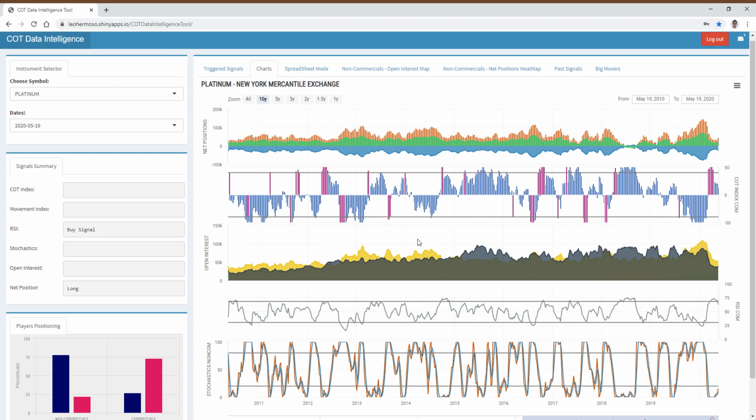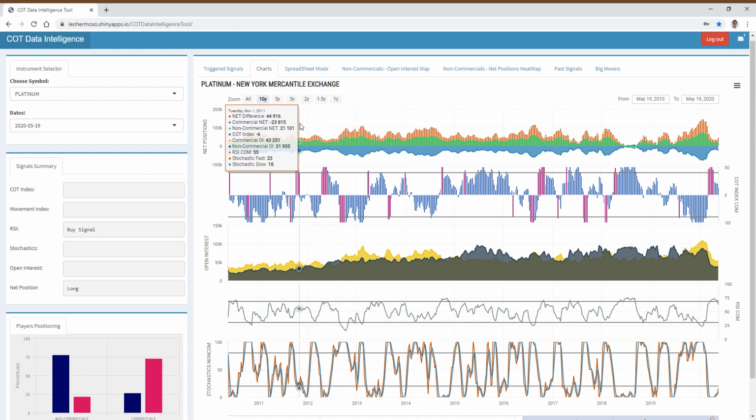This is a nice feature, that we can see at a glance everything that is happening with the currency, or in this case the asset. So we can see here these bars. This is the difference between the net positions of non-commercials and the net positions of the commercials. So we can see which side the price is pushing. Okay, so right now we have a buy signal.